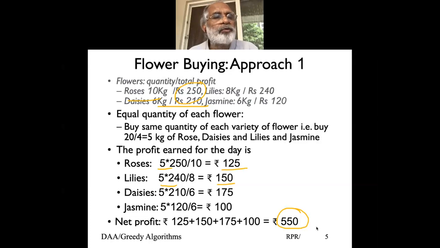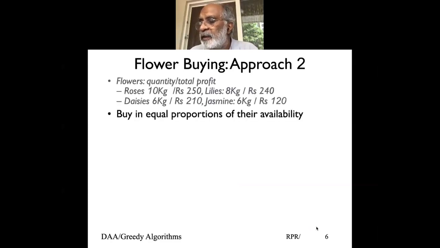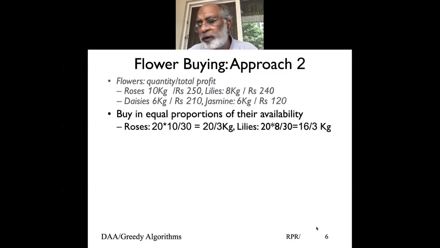The objective of the vendor is to maximize the profit. Let's look at another approach. Another approach is that I buy the flowers in the ratio they are available. Total is 30 kg available. I can carry only 20 kg. So roses I'll buy 10 by 30 into 20. Okay, that's the capacity. So in equal proportion.